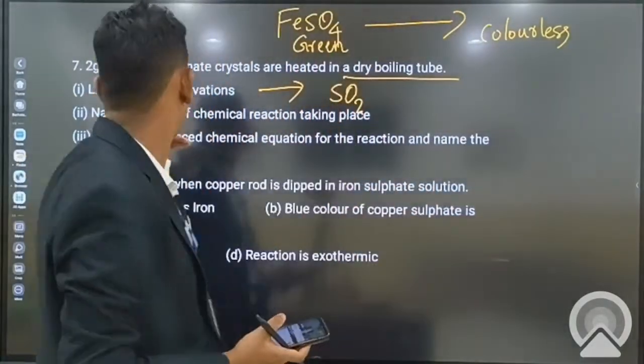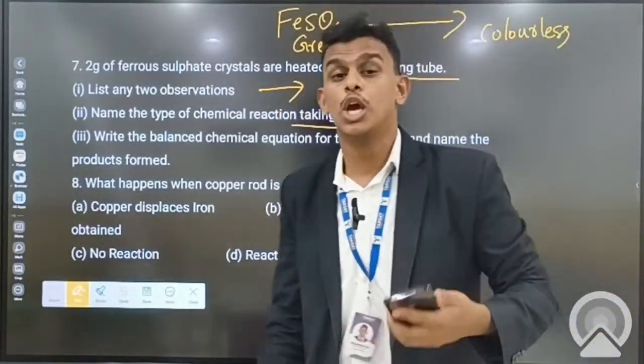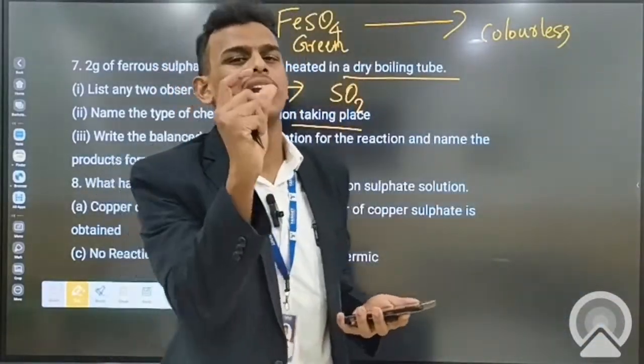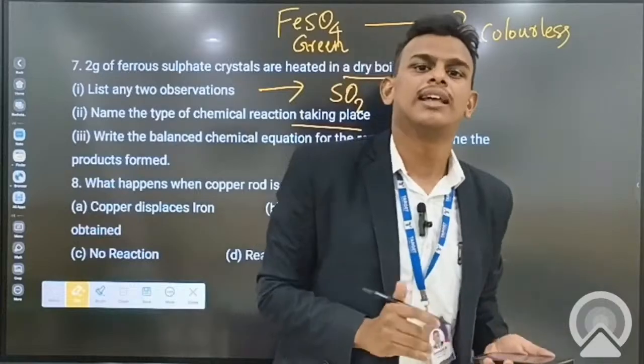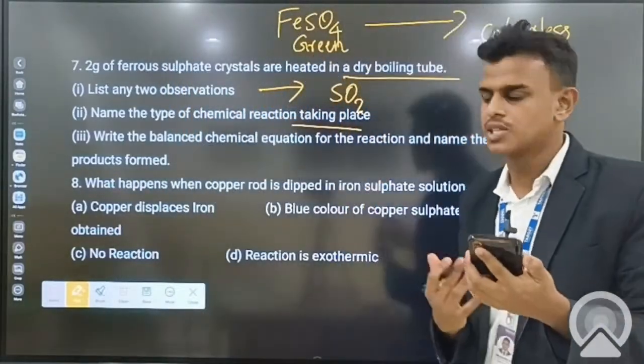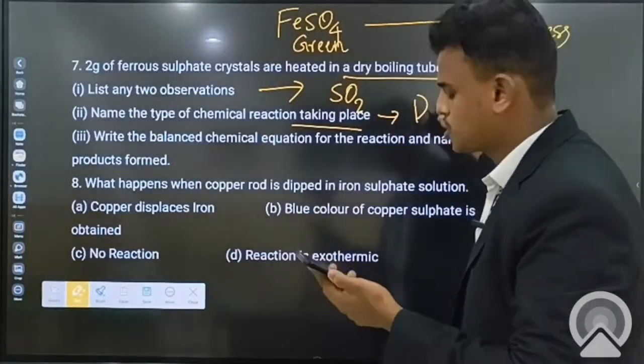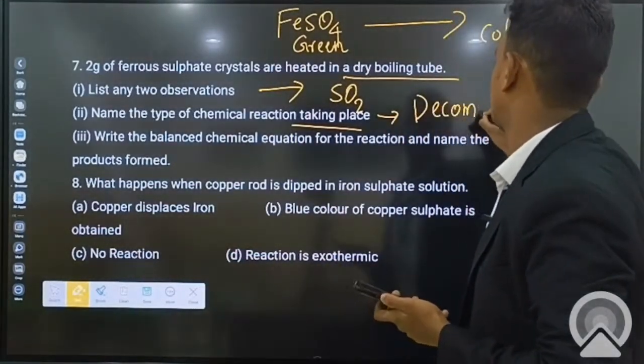Name the type of chemical reaction taking place. Which is the type of chemical reaction? Using heat, only a single reactant we have taken, that is our ferrous sulfate. We have heated. Yeah, SO2, SO3 is forming. Okay, fine. So which is the reaction? Decomposition reaction.